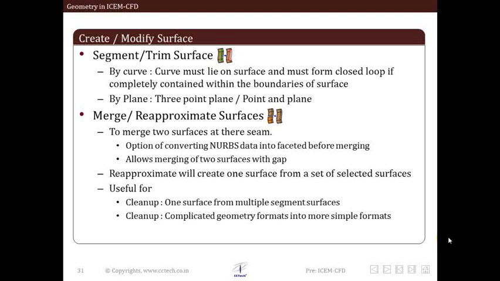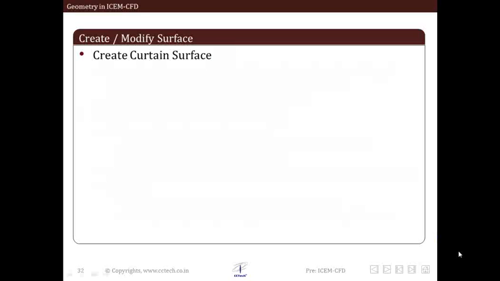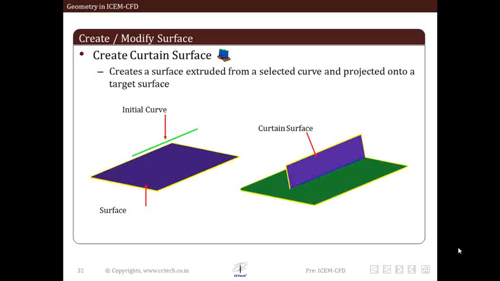This option allows us to create one surface from a set of selected surfaces while reapproximating the surface boundaries to a given tolerance. The next option is Create Curtain Surface. It creates a surface extruded from a selected curve and projected onto a target surface. The created surface is always normal to the target surface. It also allows us to trim the targeted surface.